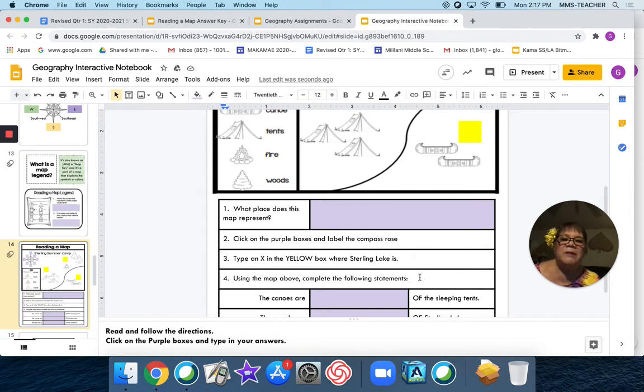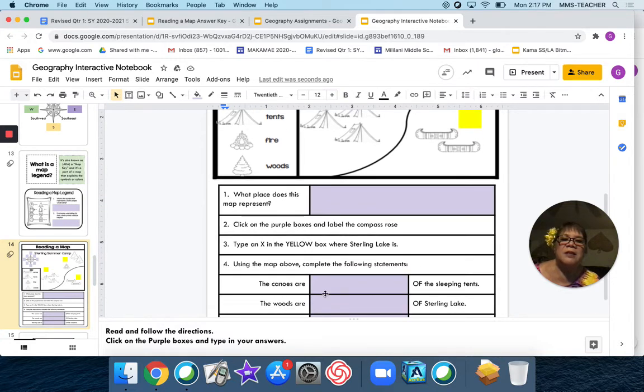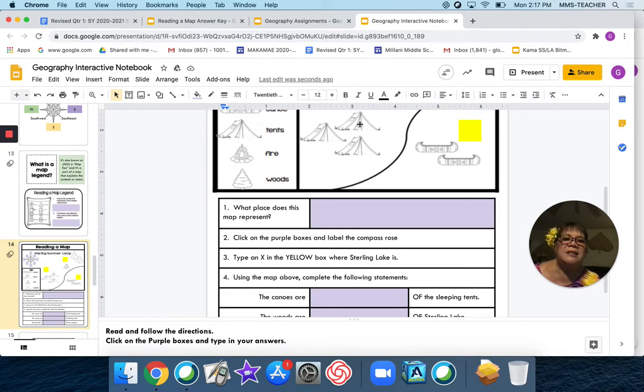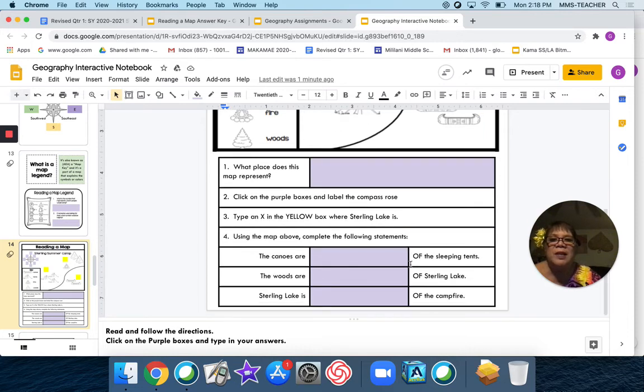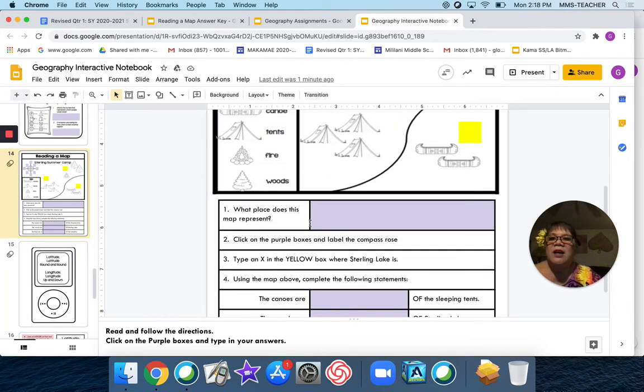Using the map above, complete the following statements. The canoes are blank of the sleeping tents. Now here's the canoes, here's the sleeping tents, right? So the canoes are where of the sleeping tents? If here's the sleeping tents, this is west, canoes would be what? East of the sleeping tents. So you're going to type in the word east, okay, because you're labeling it with the directions. So this is how you're going to complete this reading a map.